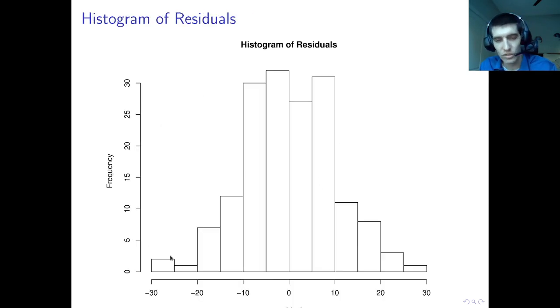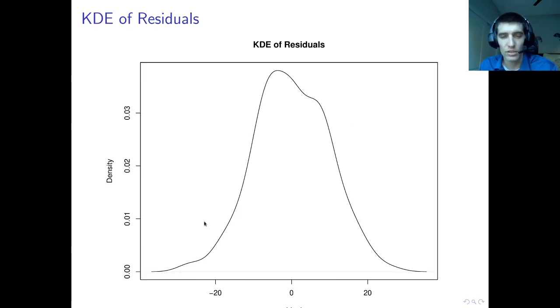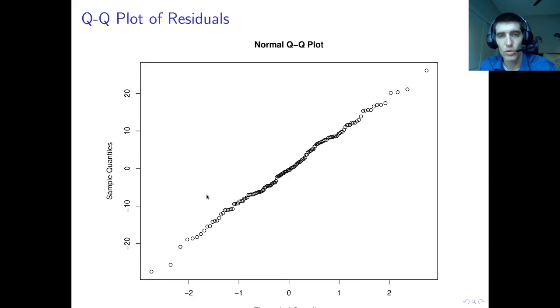So here's the histogram of the residuals in that cubic model that we've been paying attention to. For me, it's reasonable that it could be Gaussian. Here's a kernel density estimation, which is sort of a smooth plot of the residuals. Again, it's reasonable to me that this could be Gaussian. And here's a QQ plot.